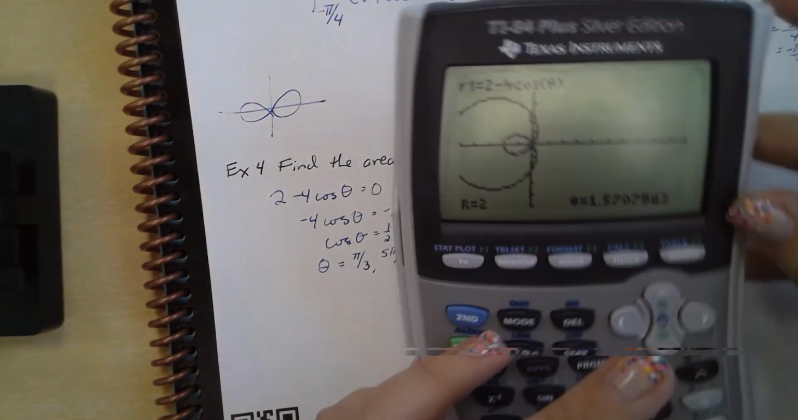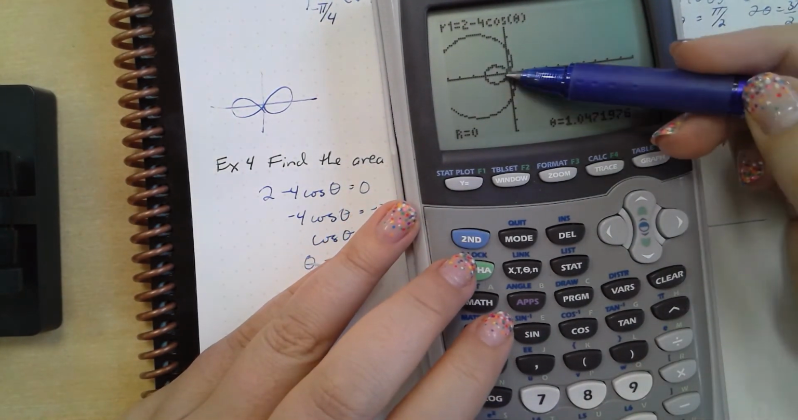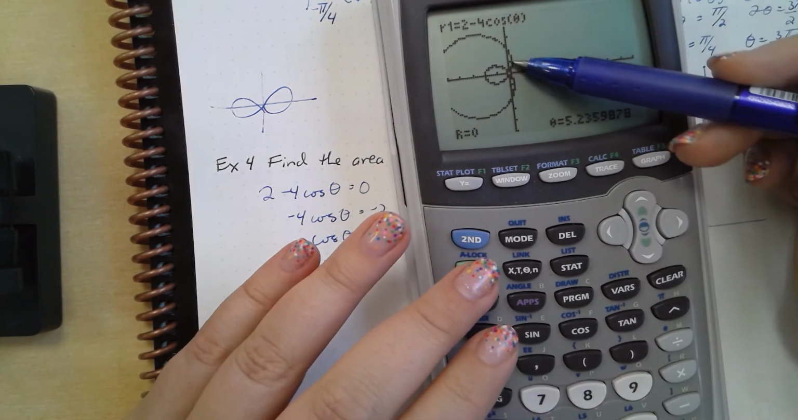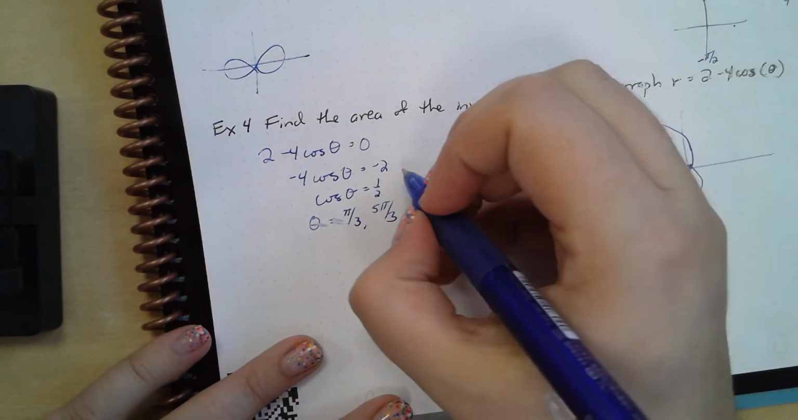Let's actually trace that and see what we get. So if I trace pi over 3, I'm here at my 0, and if I trace 5 pi over 3, I'm there at my 0 again. So I see, okay, that's actually when that loop begins and ends. So now I can find my area.